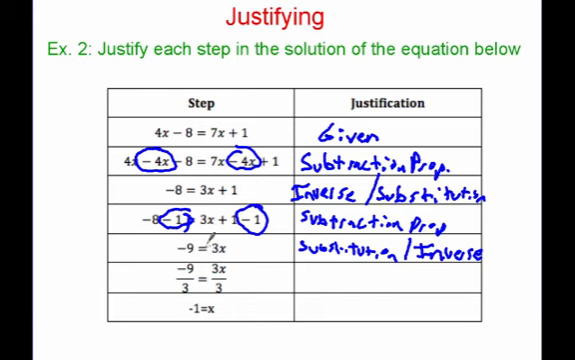All right, so now we look at this, and our next step is going to be to get rid of this 3 by dividing by 3 on both sides. So that's going to be the division property. All right, and my last step is going to have two properties again. Negative 9 divided by 3 is negative, that shouldn't say negative 1, that should say negative 3. All right, so that is just substitution.